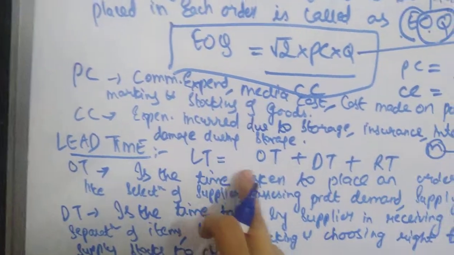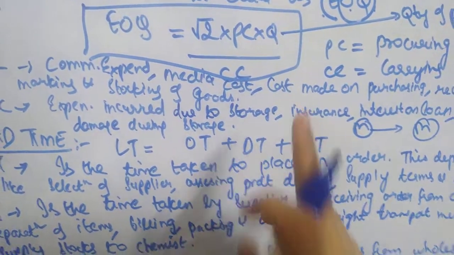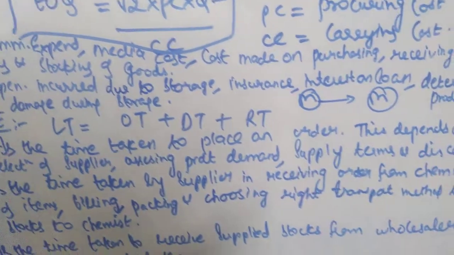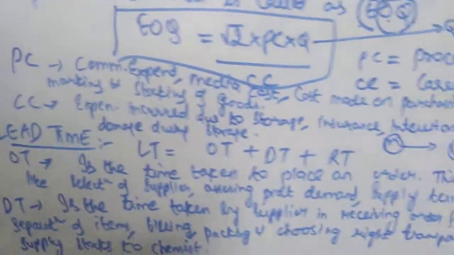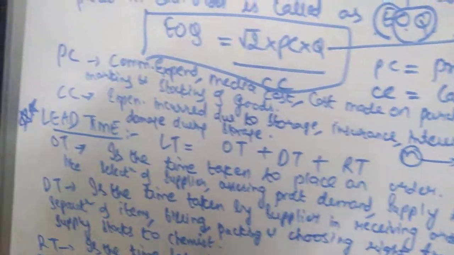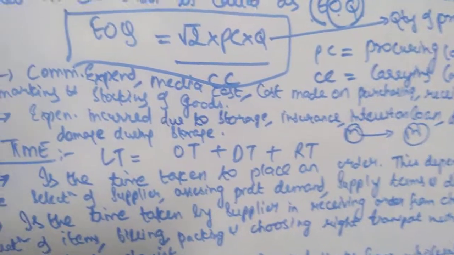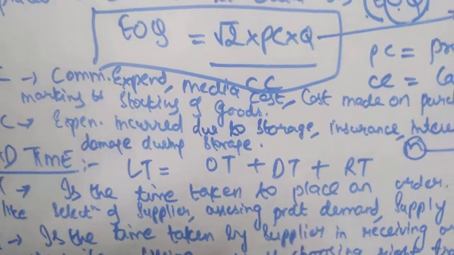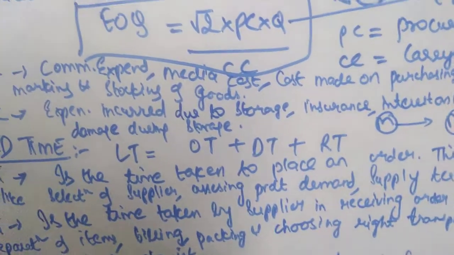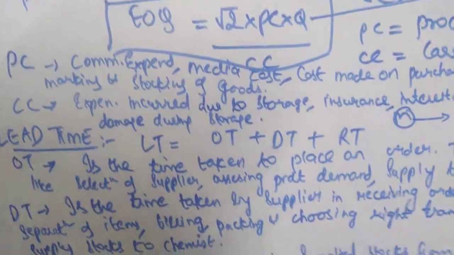Lead time, LT is equal to OT plus DT plus RT. What is that? I will tell you. So lead time is nothing but, you can expect this question for 2 marks also. Define lead time. Okay, separately also he can ask you to write about the EOQ method. So you should know about all these methods. So lead time is nothing but, I'll tell you. See, you are ordering on phone and you receive the goods, so that time period between when you order and you receive is nothing but lead time.